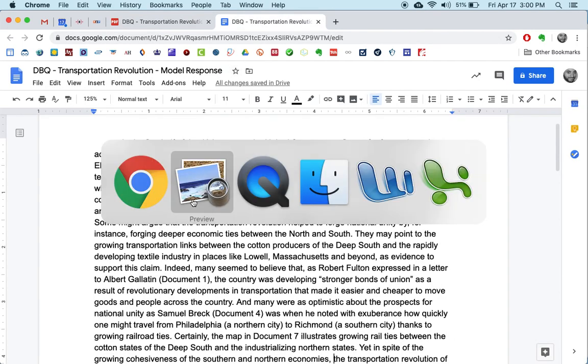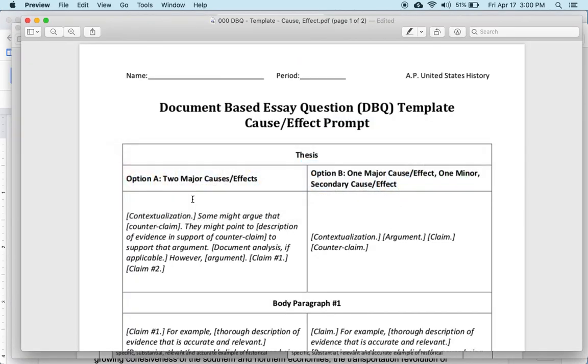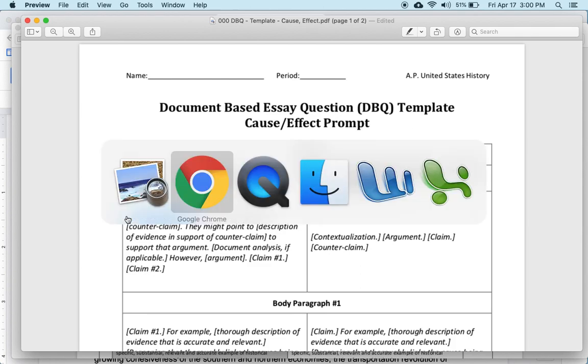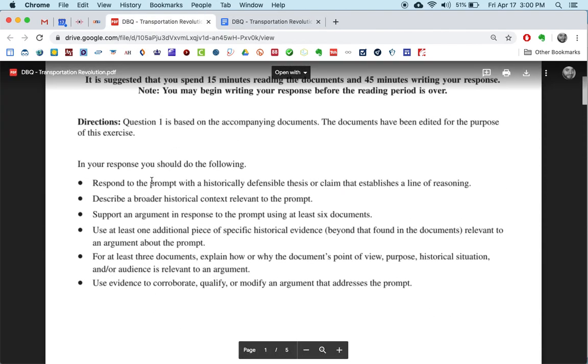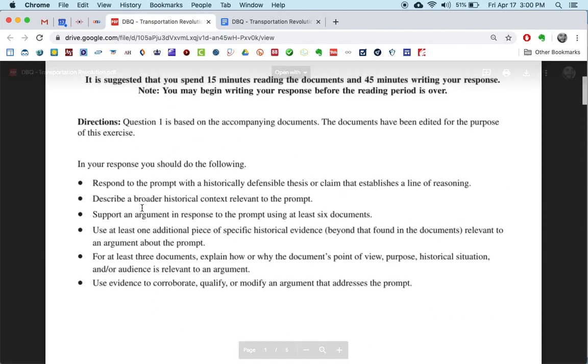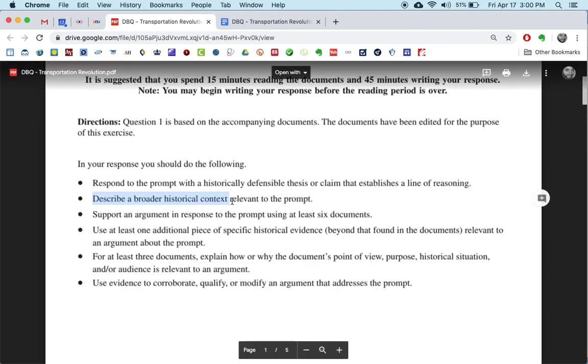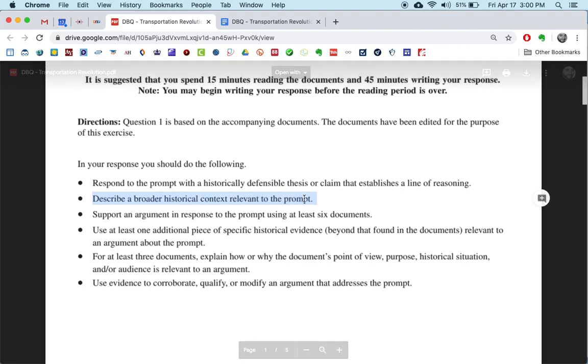So anyway, to begin with, notice how I start with contextualization. That's the first part of my thesis. Remember, that's one of the things they want you to do. In their words, they want you to describe the broader historical context relevant to the prompt.